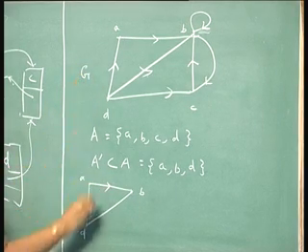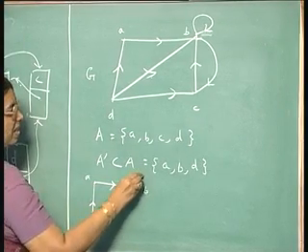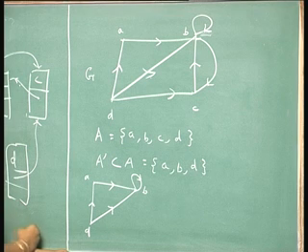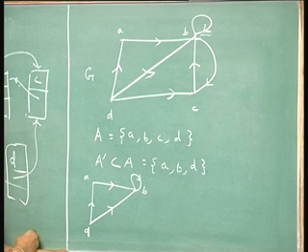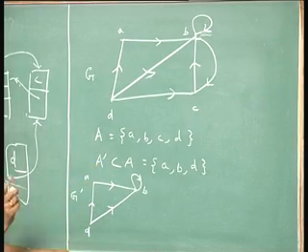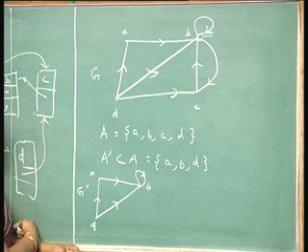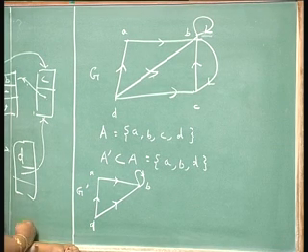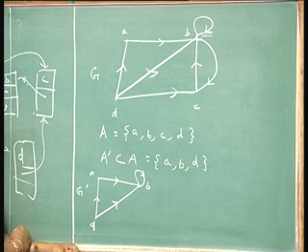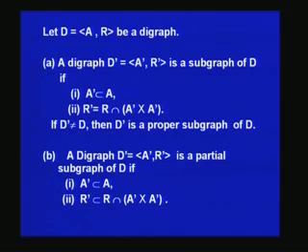This is G and A, B, this is directed like this. This G dash is called a subgraph. You are removing C and then all the edges connected to C. You are considering only the vertices A, B, D and all the edges incident on A, B and D. This is the first definition, that is R dash is equal to R intersection A dash cross A.